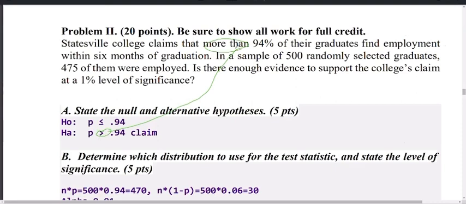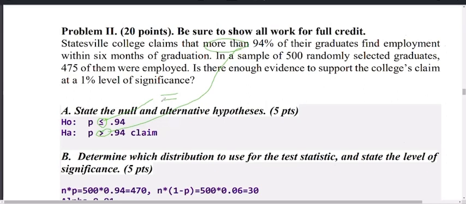What is the opposite of more than? The opposite of more than is less or equal. Even though some textbooks tolerate this, I always want you to put the equality sign in the null hypothesis. Does that make sense? Always put the equality sign in the null hypothesis.